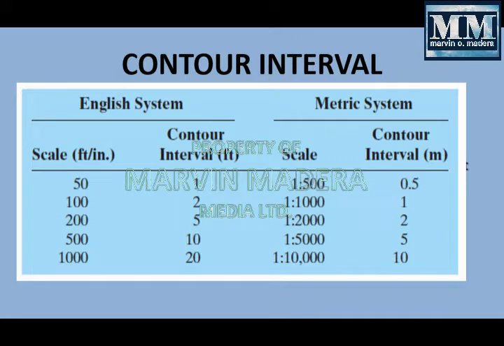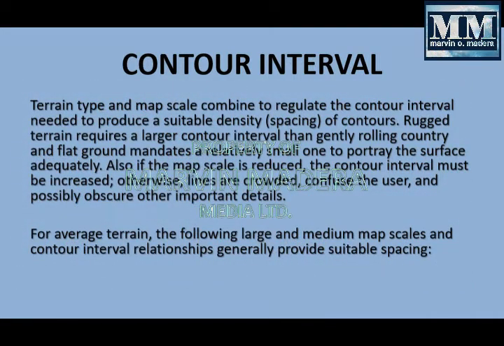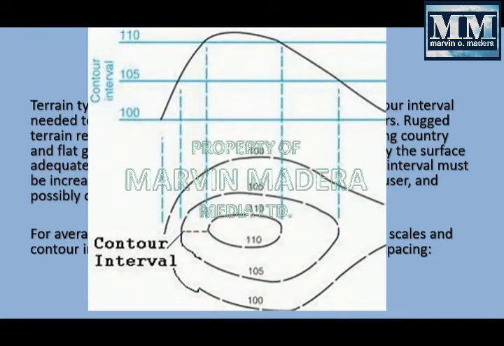For the metric system, you can have a contour interval of 0.5 meters for a 1 to 500 scale. And for a 1 to 10,000 scale, you can have a 10-meter contour interval, meaning what we are talking about is the spacing of your contours. So we have here the contour interval.